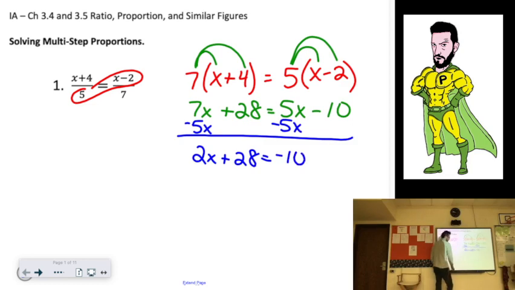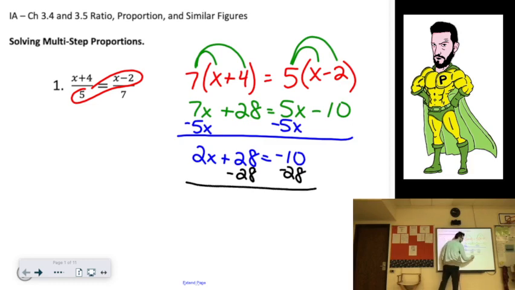Okay, then it's undo addition and subtraction. I see plus 28, so we'll cancel that by subtracting 28. Negative 10 minus 28 would be negative 38. So we'll have 2x equals negative 38. And then your last step is to undo multiplication and division. So we're just going to divide by that 2 on both sides. And half of negative 38 would be negative 19.